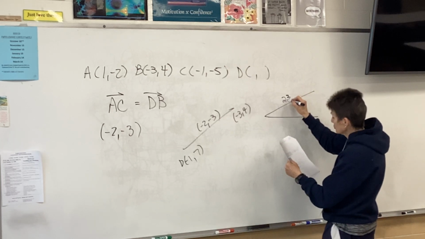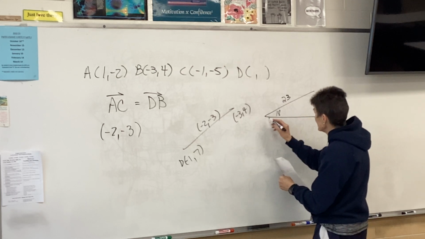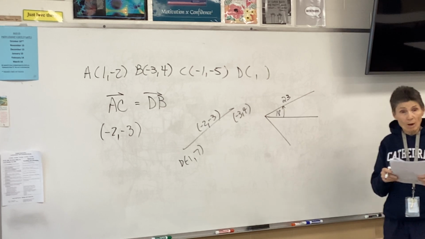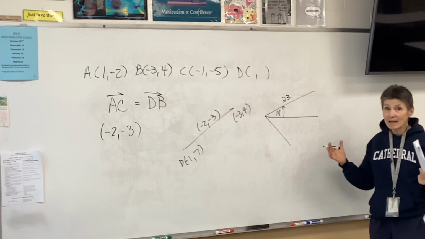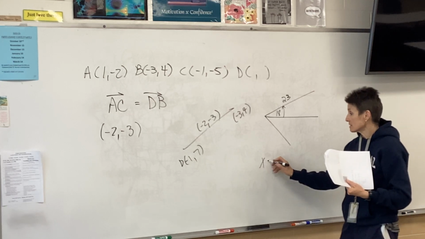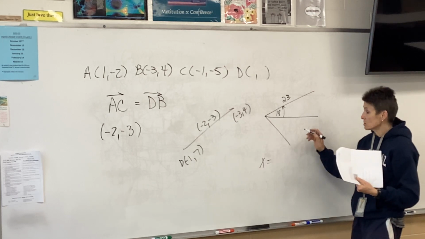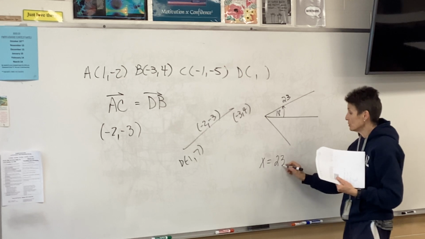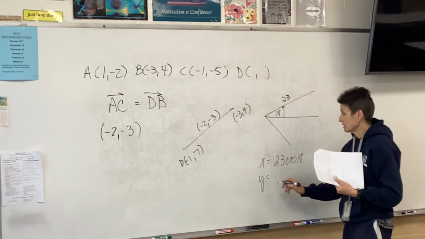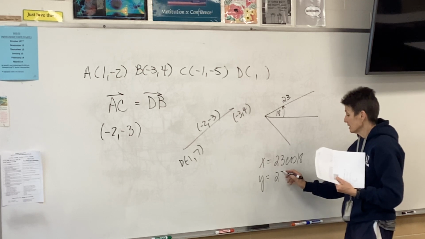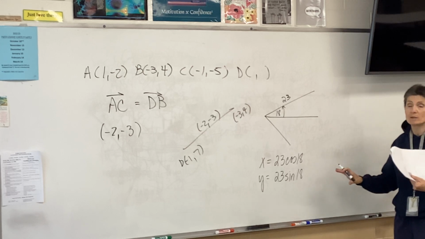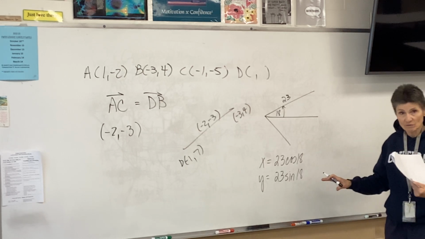is magnitude 23 at an angle of 18 degrees. And that angle is in standard position, so I'm going to go ahead and use that angle when I write the coordinates of my vector. So x for the girl will equal magnitude times cosine 18, and y will equal magnitude times sine 18. So those are the components of the girl's vector.